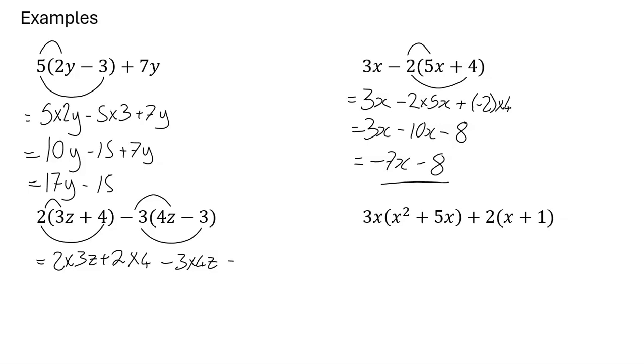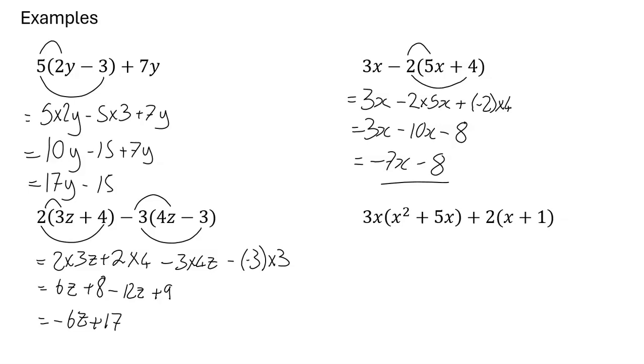Takeaway comes to the middle of the bracket. Remember, nothing's touching it, so it stays the same. And then it would be negative 3 times the 3 that's there. Now, it's simplify each part and gather the bits that are the same together. So this would be 6z plus 8 minus 12z plus 9. So I'd end up getting minus 6z plus 17.